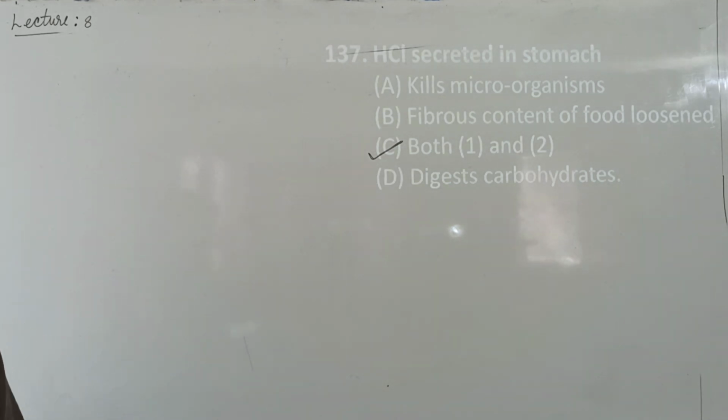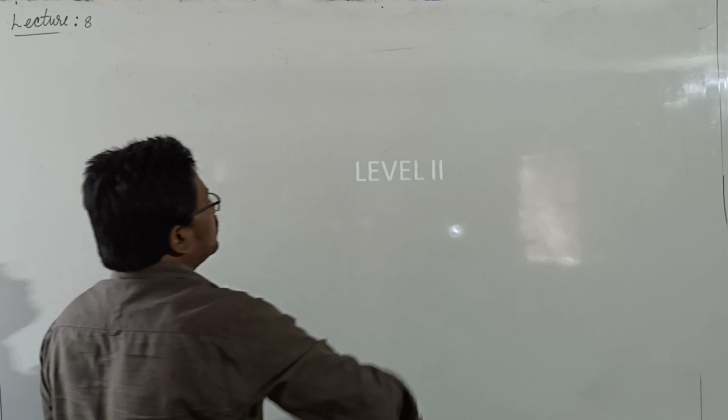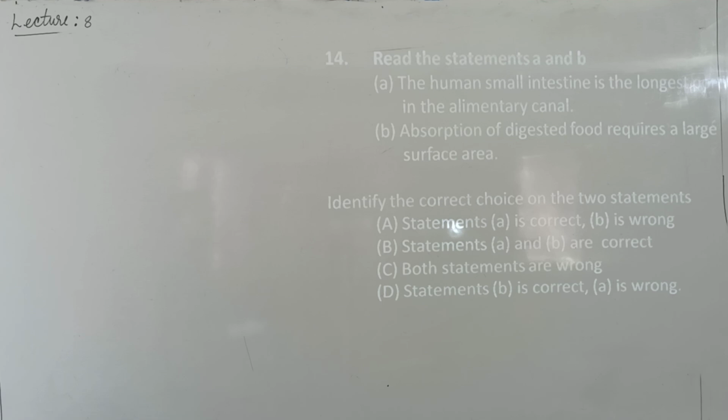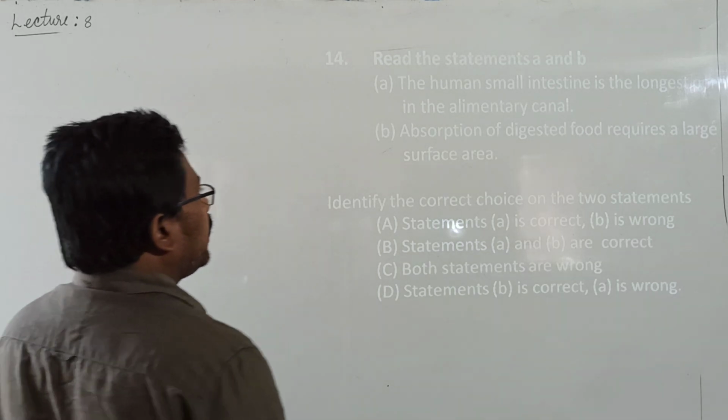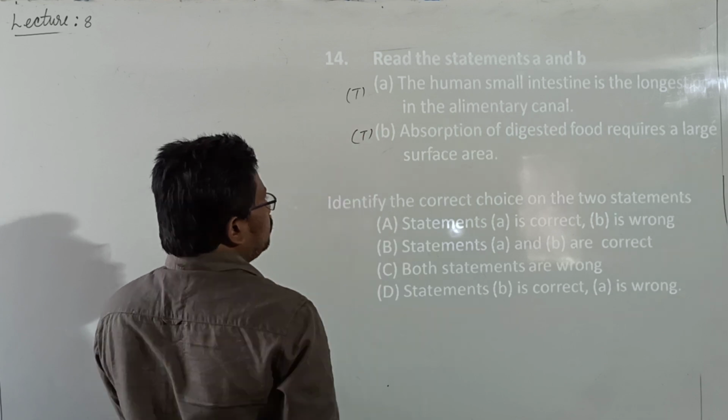Clear? So now let's look at some questions from level 2. Let's see statements A and B. The human small intestine is the longest portion in the alimentary canal. Yes, that is true. Absorption of digested food requires a large surface area. Yes, that is also a true statement. So this is a true statement and this is also a true statement.